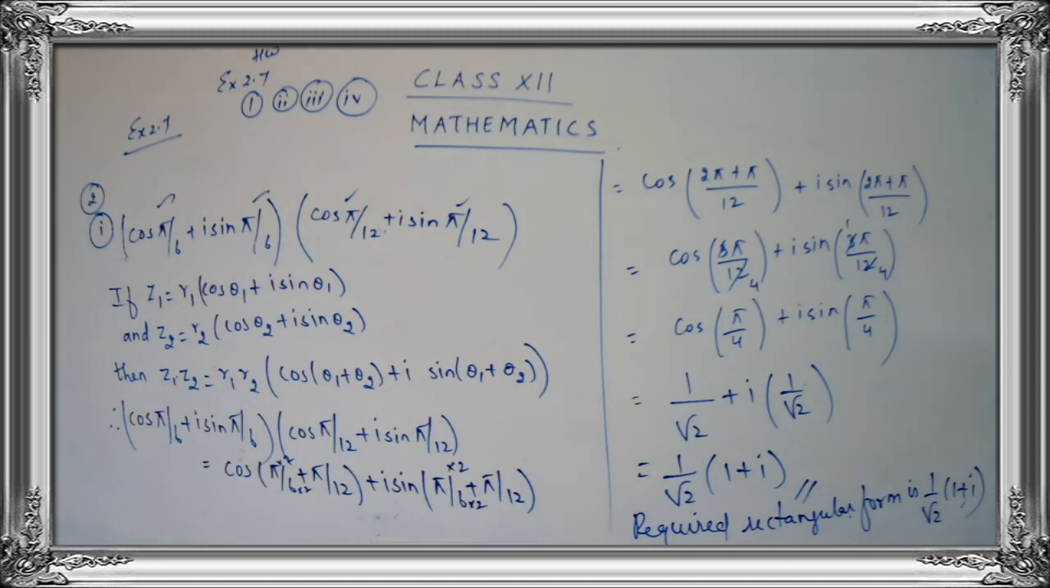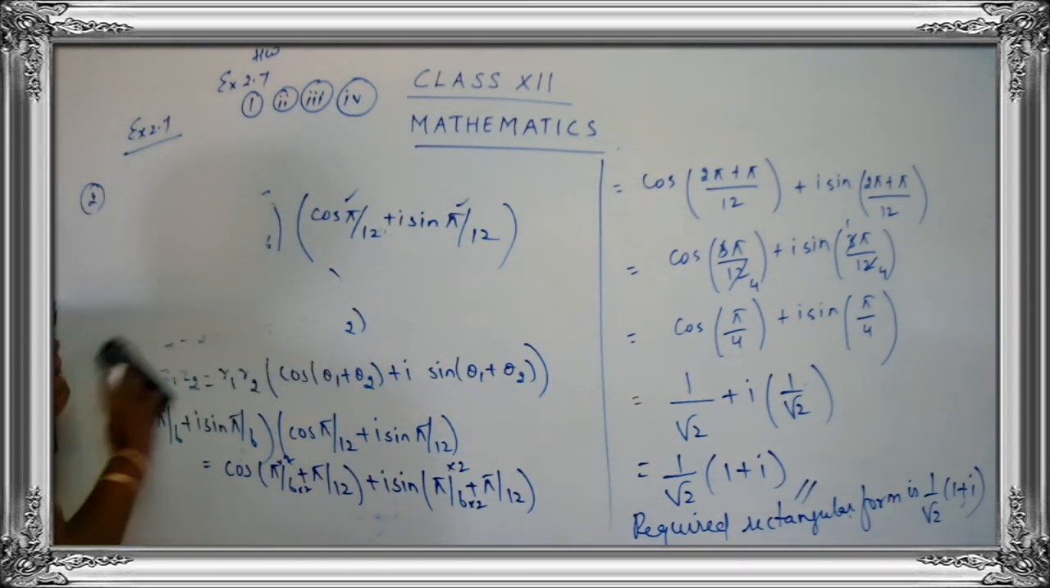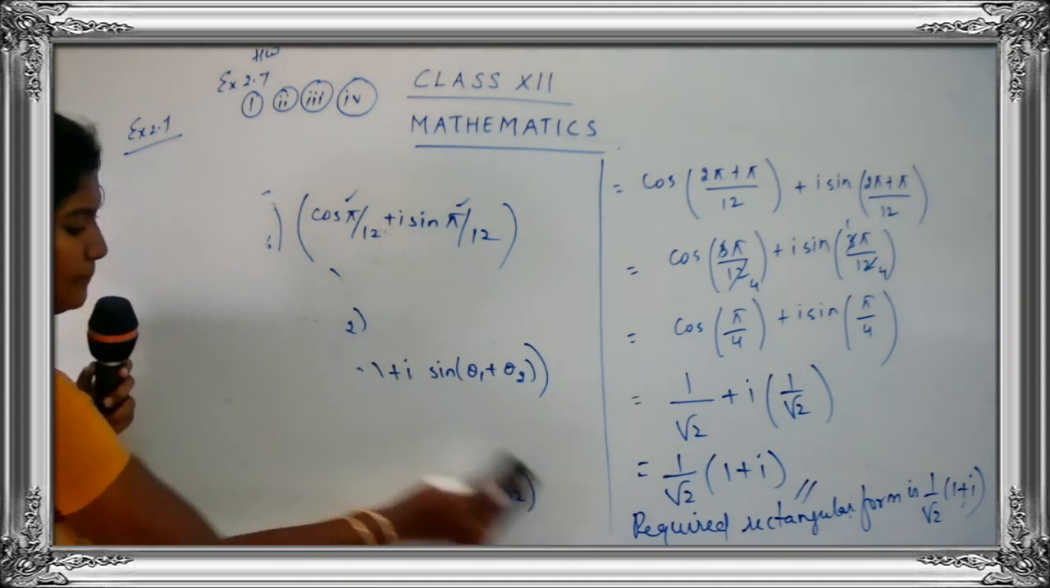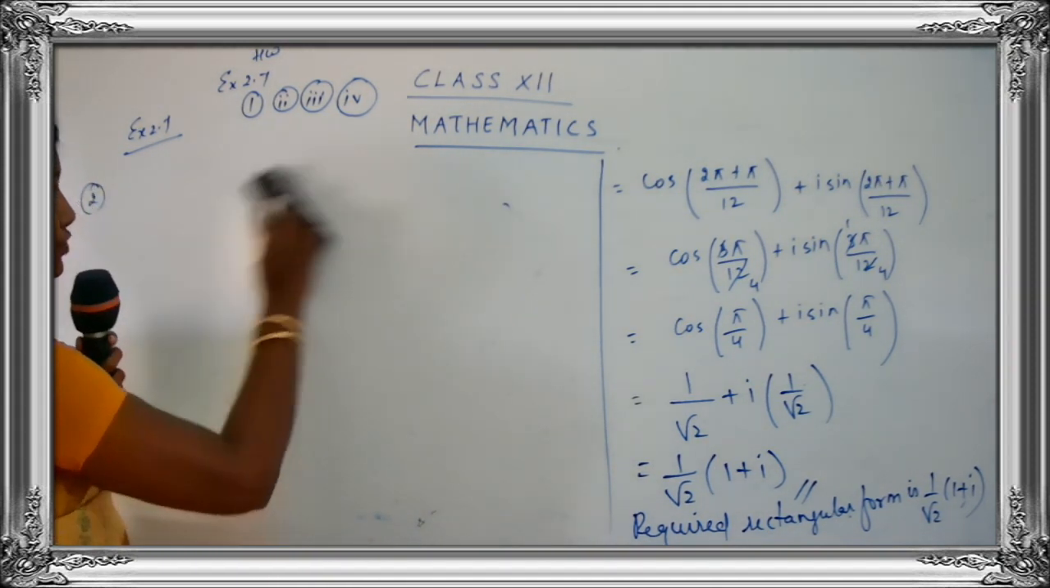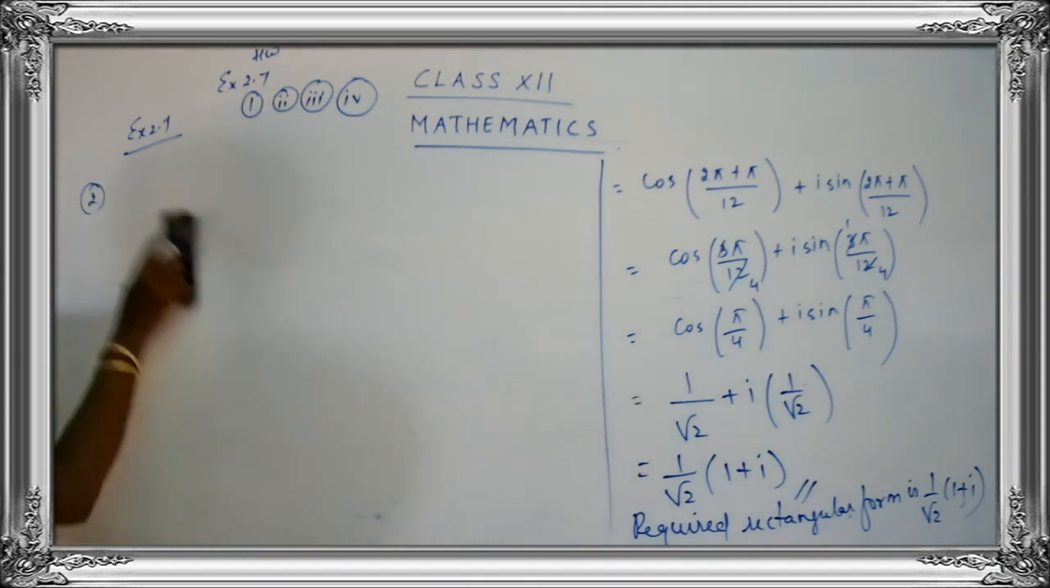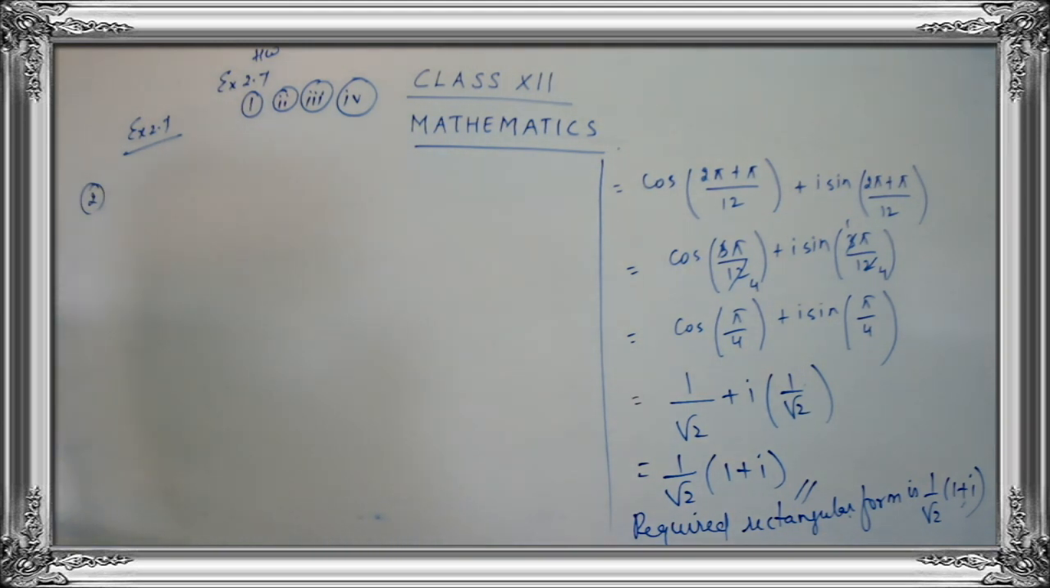Okay, let's move to the second subpart from the second question. I hope you are clear, children. Very simple. That's why again and again I repeat, you have to be thorough with all the properties. If you are thorough with all the properties, you can just put in the proper property, substitute the values and get the answer. Okay, let's move to the second question.